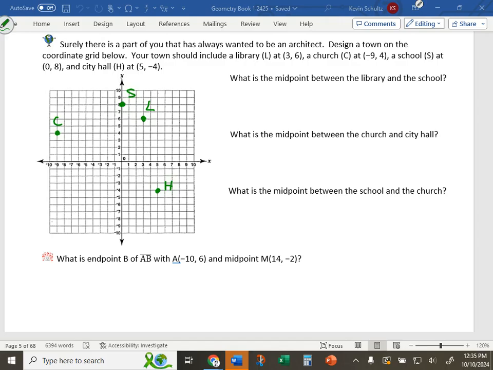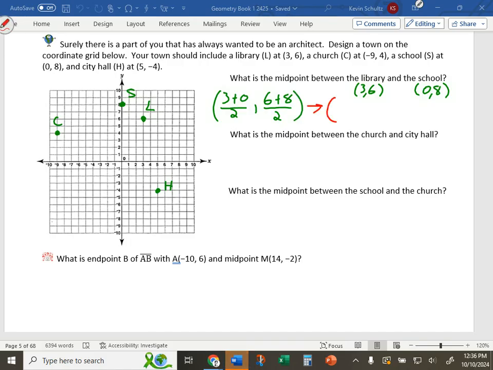Then you have 3 questions to answer about it. What is the midpoint between the library and the school? The library is at point 3,6. The school is at point 0,8. Going to our midpoint formula, we add the x values and divide by 2, so 3 plus 0 divided by 2. Add the y values, divide by 2: 6 plus 8 divided by 2.